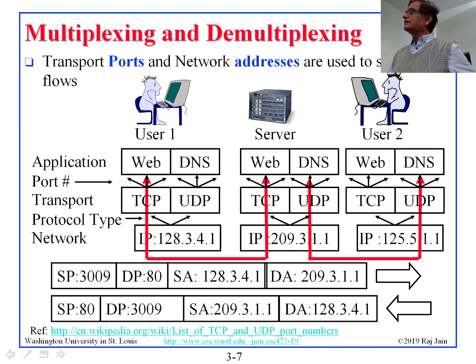So you see the source port is 3009, destination port is 80, the source address is this address, and the destination address is the server's address. When the response comes back, these things are interchanged. So the source port becomes 80, the destination port becomes 3009, source address is that server, and the destination address is the client. Is that clear? How the source and destination addresses at each layer are interchanged in the IP layer and in the transport layer. This is the transport header and this is the IP header.